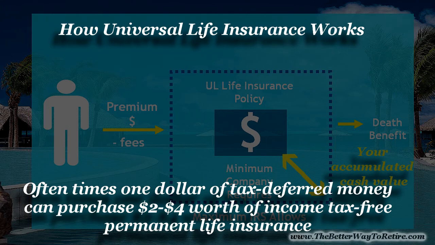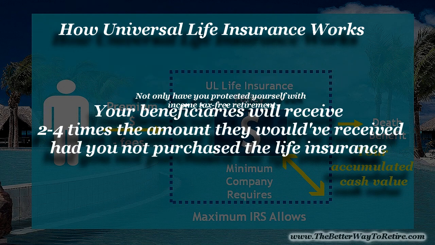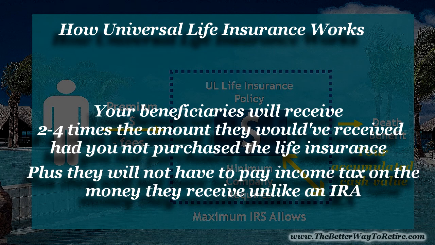Oftentimes, $1 of tax-deferred money can purchase between $2 and $4 worth of income tax-free permanent life insurance for your beneficiaries. So not only have you provided yourself with an income tax-free retirement, your beneficiaries will receive 2 to 4 times the amount they would have received had you not purchased the life insurance. Plus, they will not have to pay income tax on the money that they receive, unlike an IRA.